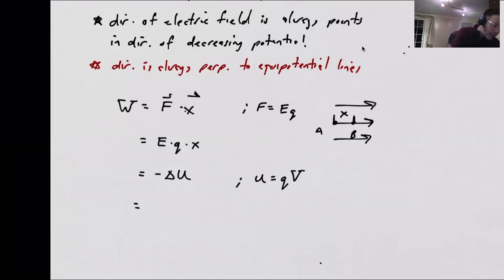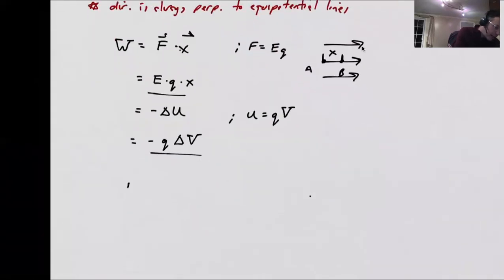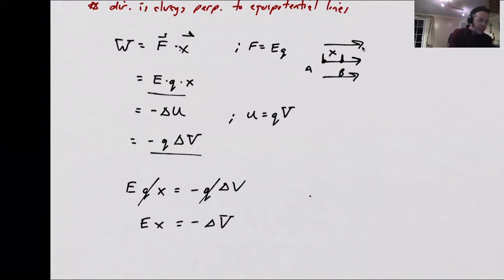And so what we see is that this is negative Q delta V. So let's take this side and set it equal to this side. And we see that it doesn't matter what charge we're actually talking about, because that charge is going to cancel, right? And so what we get is electric field times a distance is equal to the negative change in potential.